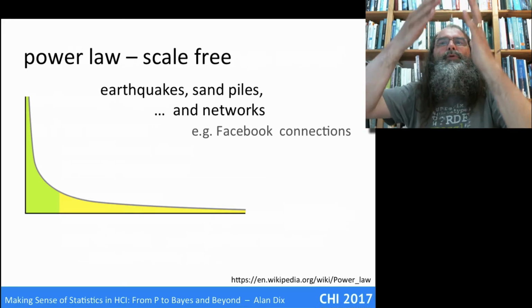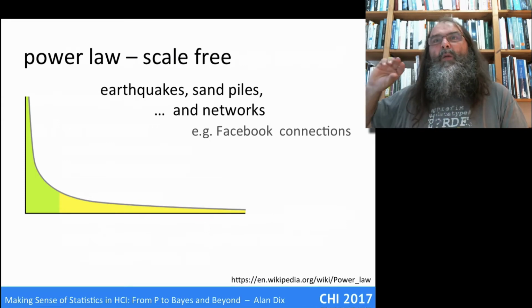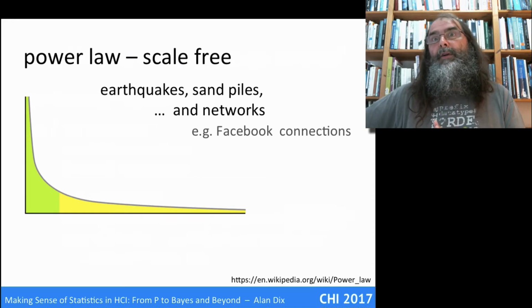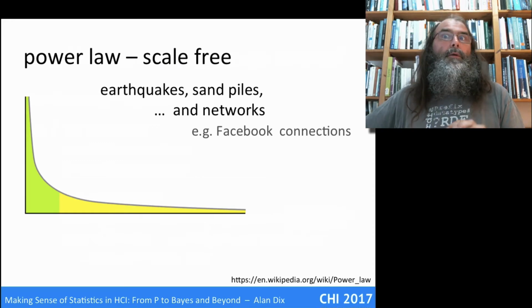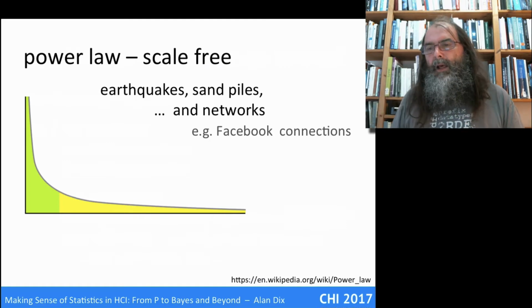You can look at the distribution of the size of earthquakes. And what happens is, it's a bit like the income distribution. There aren't many really powerful earthquakes, but there are a few, and boy, when they happen, are they big. So they pull that distribution out.